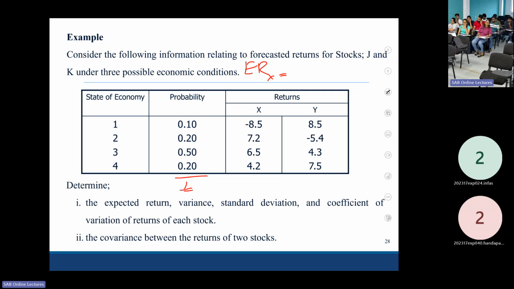So if I ask you to calculate the expected return for the stock X, it is equal to the forecasted return under state of economy 1, minus 8.5%, into the probability of happening that, plus the forecasted return under state of economy 2, 7.2, into the probability of happening it, plus the forecasted return under the 3rd state of economy, probability of happening it, plus the forecasted return under the 4th state of economy, probability of happening it. So that total is the expected return.